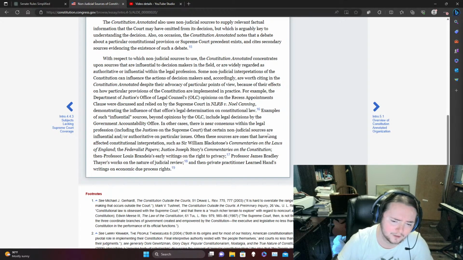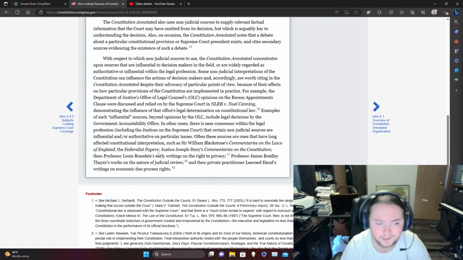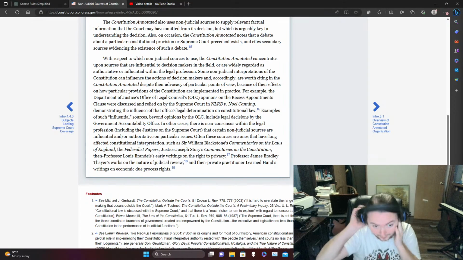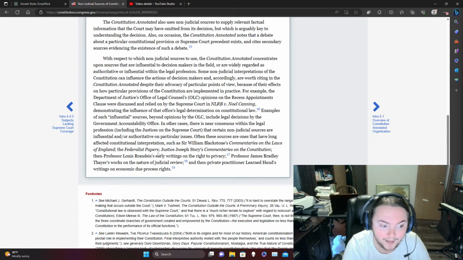Often these sources are ones that have long affected constitutional interpretations, such as Sir William Blackstone's Commentaries on the Laws of England, the Federalist Papers, and Justice Joseph Story's Commentaries on the Constitution. Then Professor Louis Brandeis's early writings on the right to privacy, Professor James Bradley Thayer's works on the nature of judicial review, and then private practitioner Learned Hand's writings on economic due process rights.